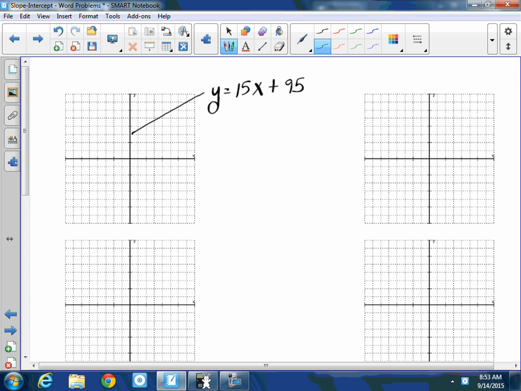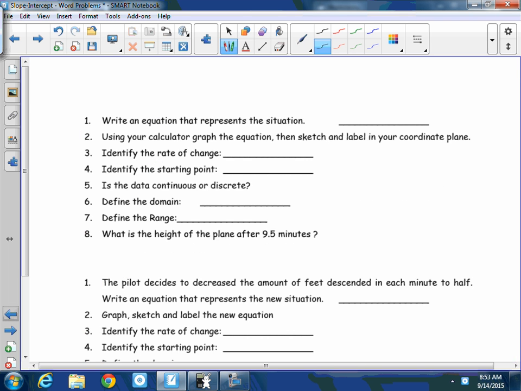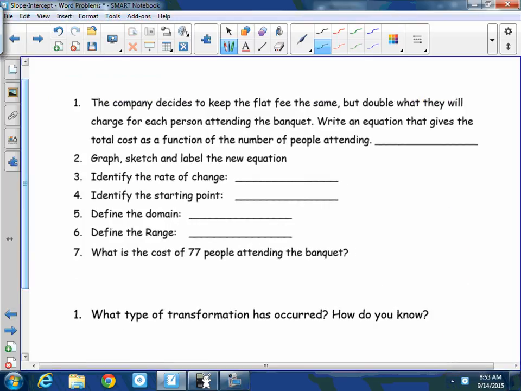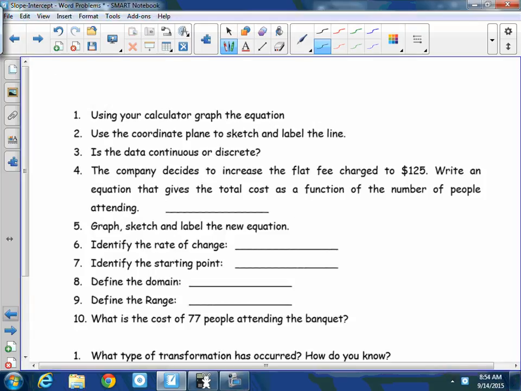All right, are we good? Let's go back to the situation there. We both sketched that. It's not a big deal. Now we've got to answer some questions. Okay, so use your calculator to graph the equation. Use the equation to sketch and label the line. We've already done that. Is the data continuous or discrete?